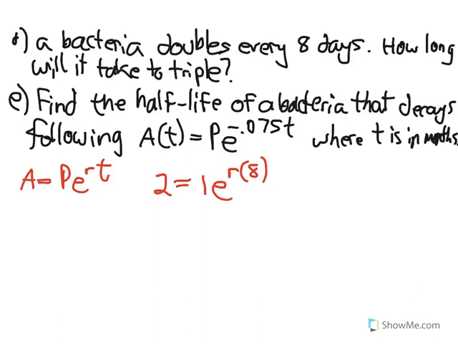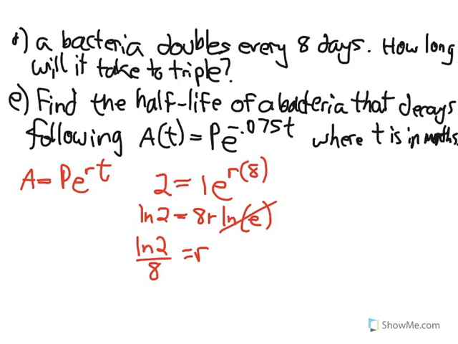Because we need to get that r down, I'm going to take the ln of both sides. 8r will come down, and a ln e. Now we know ln e is just 1, so we don't even need to worry about that. So r equals ln 2 over 8. Punch that in your calculator.